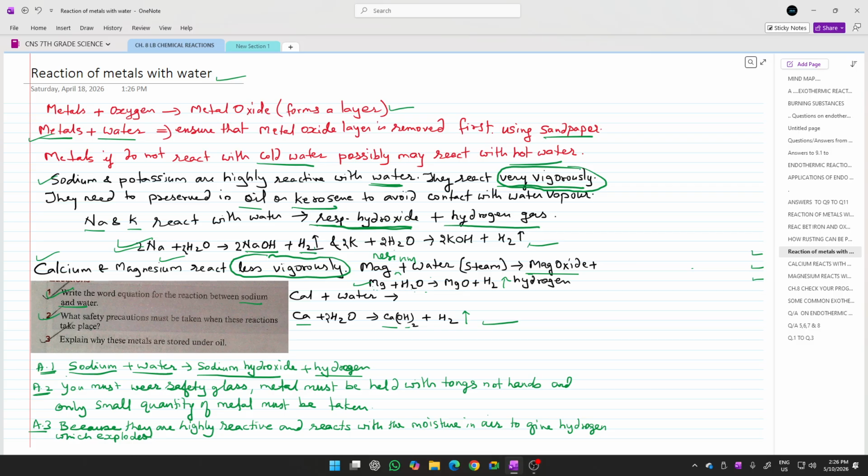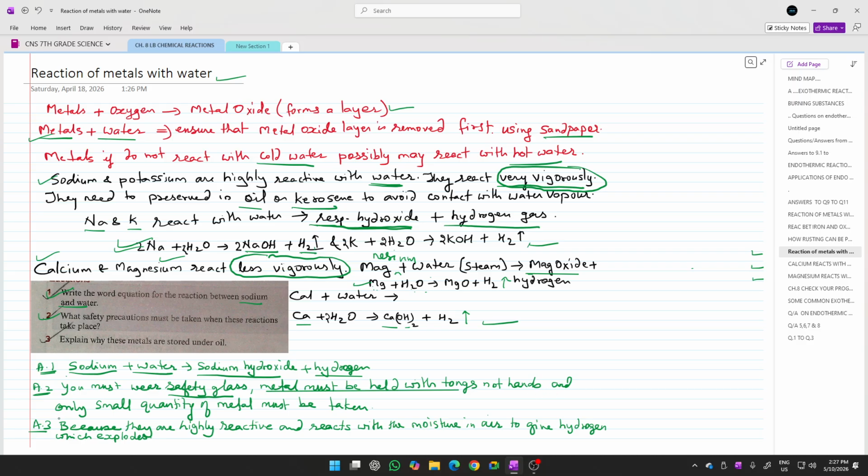Question number 2 is, what safety precaution must be taken when this reaction takes place? So whenever sodium and water are reacting, I told you hydrogen is produced and there's a kind of small explosion taking place. So you have to take some precaution. The safety measures during this reaction are: you must wear safety glasses. The sodium metal must be held with tongs, and not with hands.